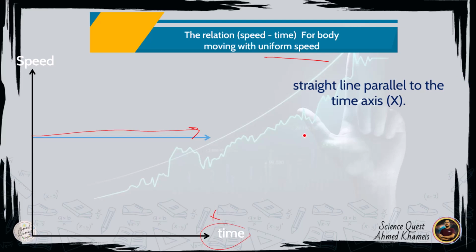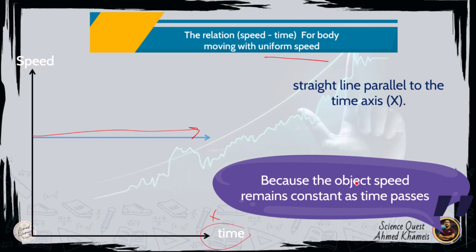So the relation speed-time for a body moving with a uniform speed is represented by a straight line parallel to the time axis, and that's because when the body moves with a uniform speed, its speed remains constant as time passes.